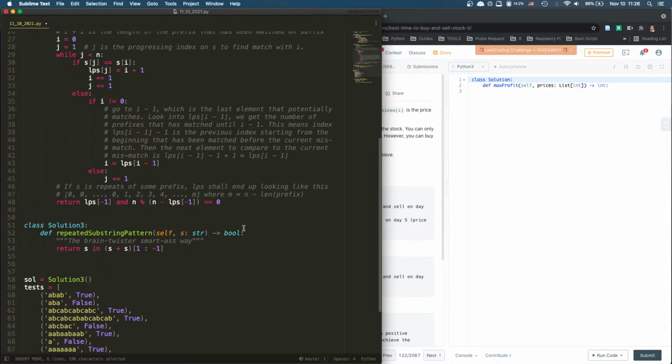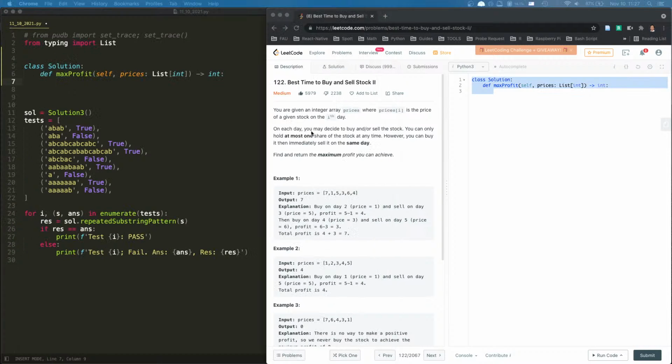Let's see if we can just do one round. Wait, what is so special about this one? You can only hold at most one share. You can buy immediately. I think this is as many times as you want, right?